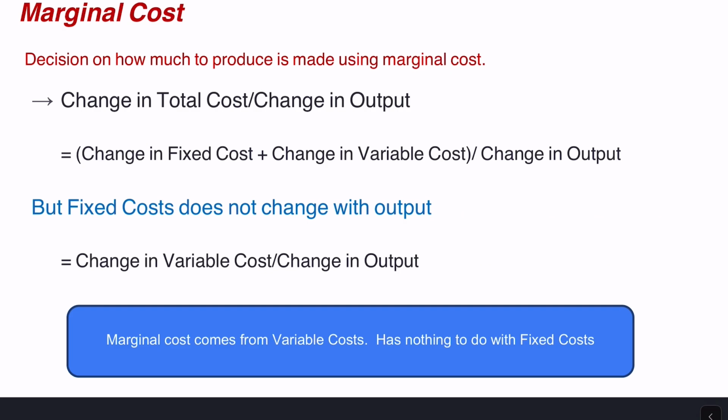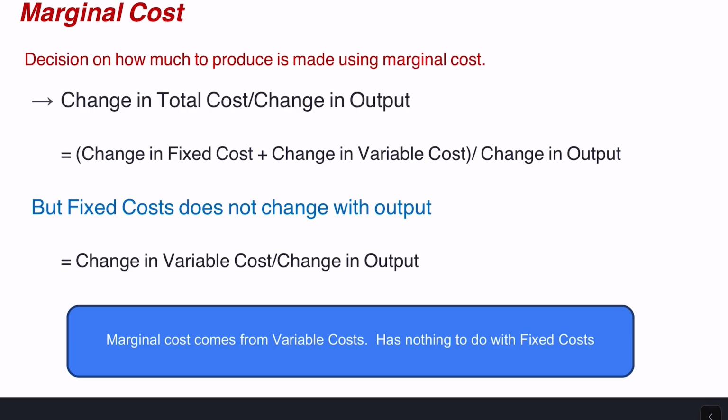Marginal cost will be a cost concept that we will use to make decisions on how much to produce. Our firms will be maximizing their profits, and we want to decide what is the output level, the quantity that will maximize our profits, and they're going to use marginal cost to do that. So this is a very important cost concept that we need to understand for the rest of this course.